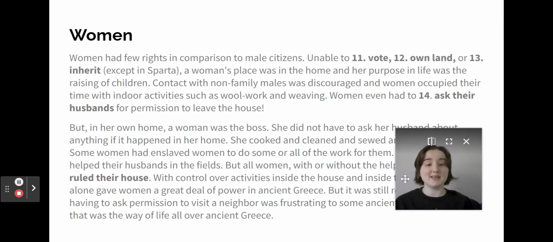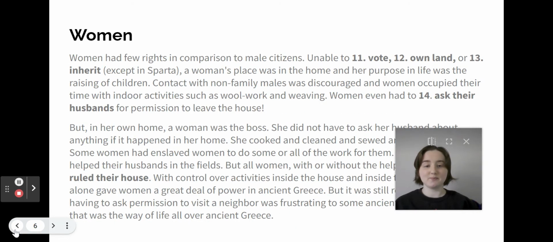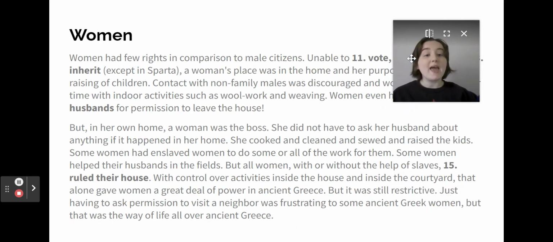So your blanks here are 11, vote, 12, own land, 13, inherit, which means, remember, pass down. 14 is ask their husbands. Let me go back. And 15 is ruled their house.